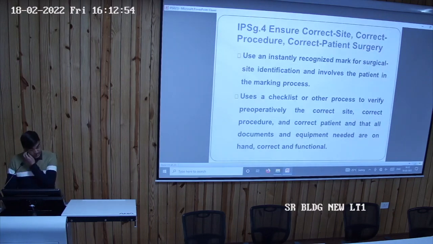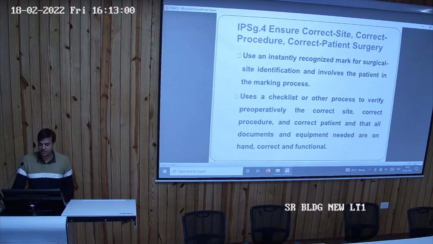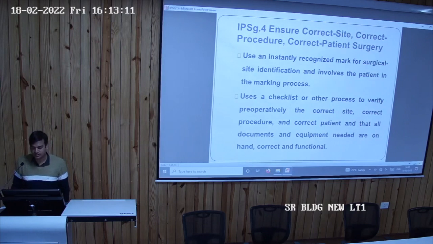This step ensures correct site, correct procedure, correct patient surgery. Use an instantly recognized mark for surgical site identification, and involve the patient in the marking process. So that's a common reason why it happens. Okay, you have identified the patient. He was supposed to be operated on the right knee. So while you are marking it before the surgery, you just confirm with the patient, okay, have you come for the right knee surgery or the left knee surgery?